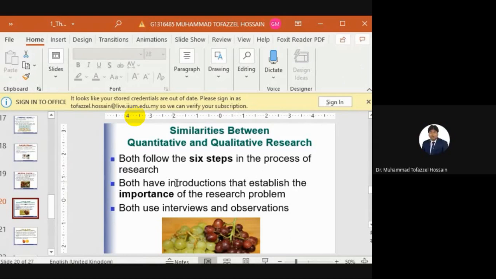Well, you have to scroll down so you see it. So, the first similarity: both qualitative and quantitative follow 6 steps in the process of research. Can you remember the 6 steps?